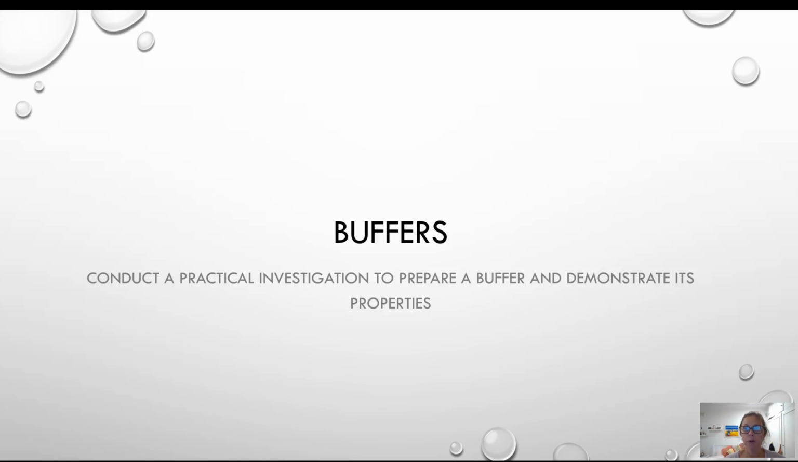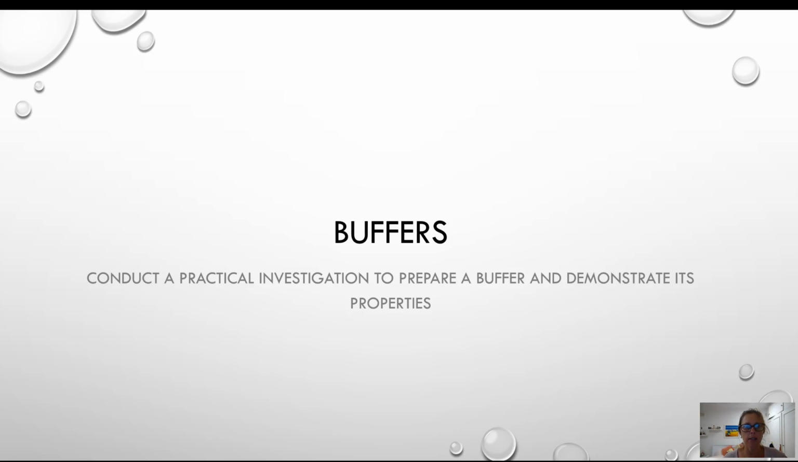Hi, and welcome back to one of our last dot points or outcomes in this Module 6, acid and base reactions. And today we're looking at buffers. So the actual outcome is to conduct a practical investigation to prepare a buffer and demonstrate its properties. So we're going to do that in our next lesson.